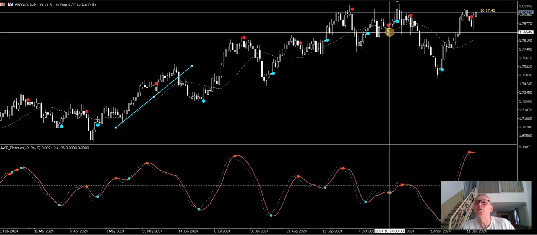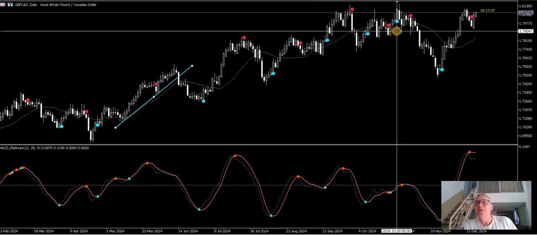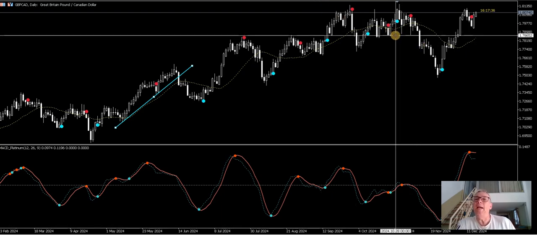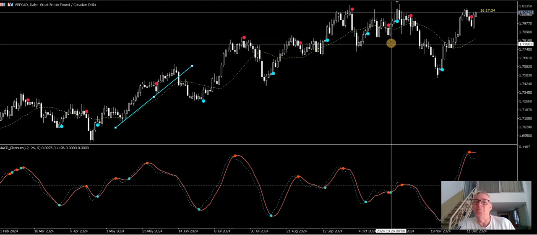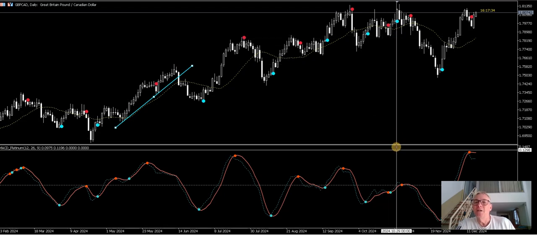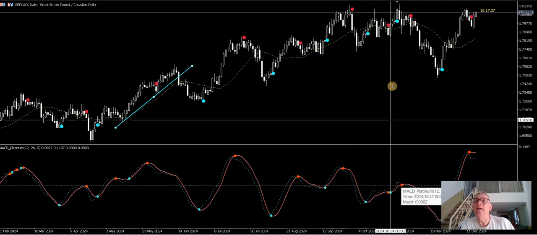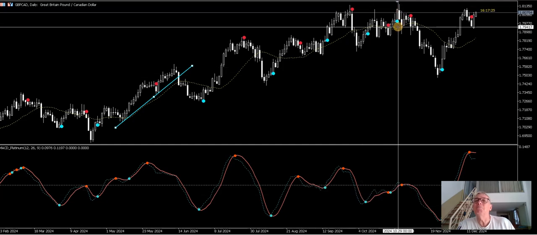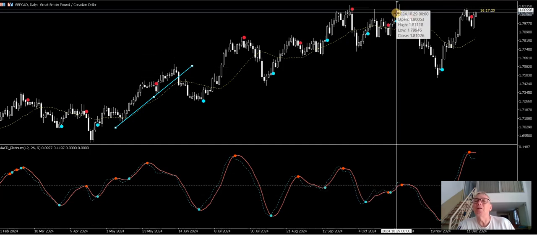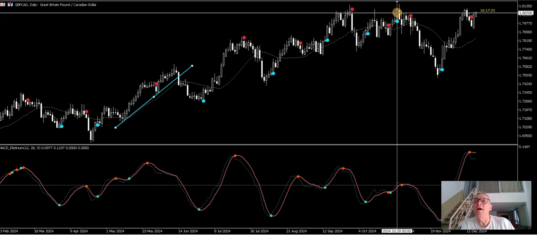All right, here we go. Look at the buy here. Now, this is an example of where it's not a great buy signal, for a couple of reasons. One, the MACD Platinum is already close to the zero level, even though it's below it. And two, you can see that price is a long way above that moving average.